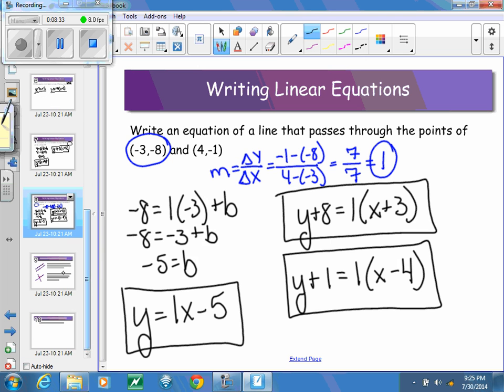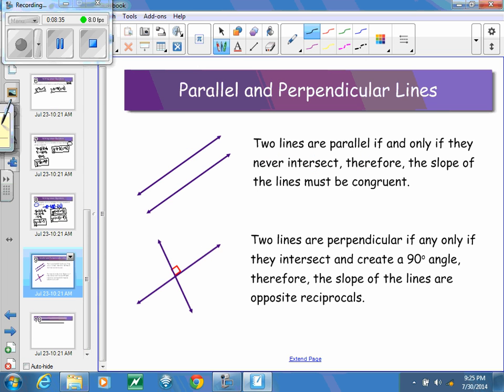Now, talking about parallel and perpendicular lines. Remember that 2 lines are parallel if and only if they never intersect. Therefore, the slope of those 2 lines must always be the same. So if one has a slope of 2/3, the other one must have a slope of 2/3. So they must have the same slope if they're going to be parallel.